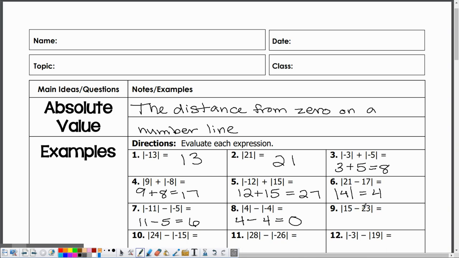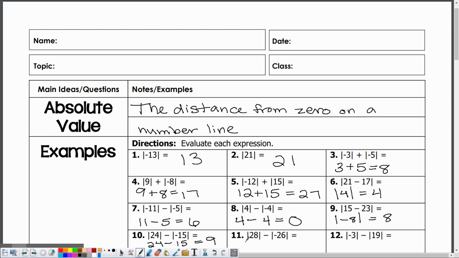Again, we're going to do the grouping first. So 15 minus 23, that's a -8. And then the absolute value of -8 is a +8. Down here for number 10, we have the absolute value of 24, and that's 24. The absolute value of -15 is a +15, and 24 minus 15 is 9.